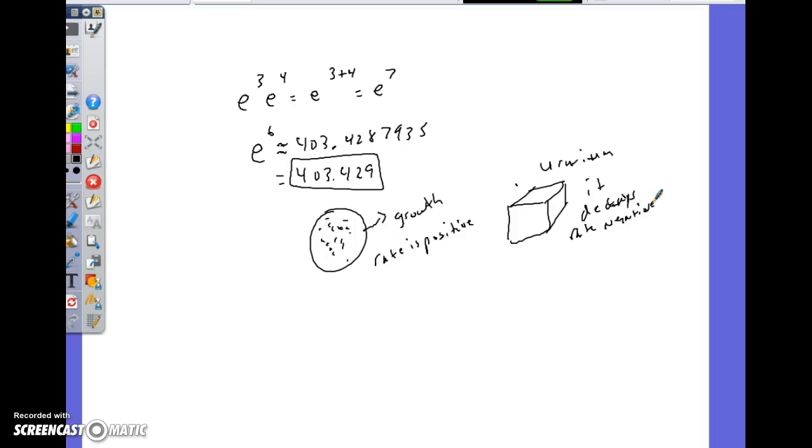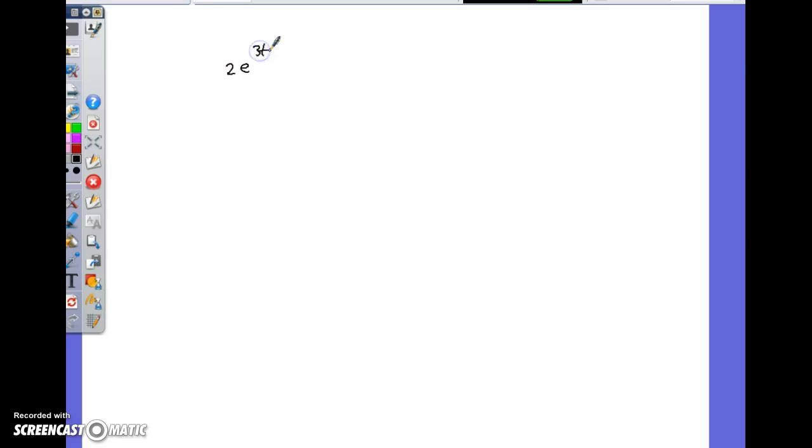So in the compounding continuously formula, we look specifically at the powers. And I got 2e to the 3t. I look at that and go, well, the 3 is the rate. It's positive. Therefore, this is growing. Or it is exponential growth.